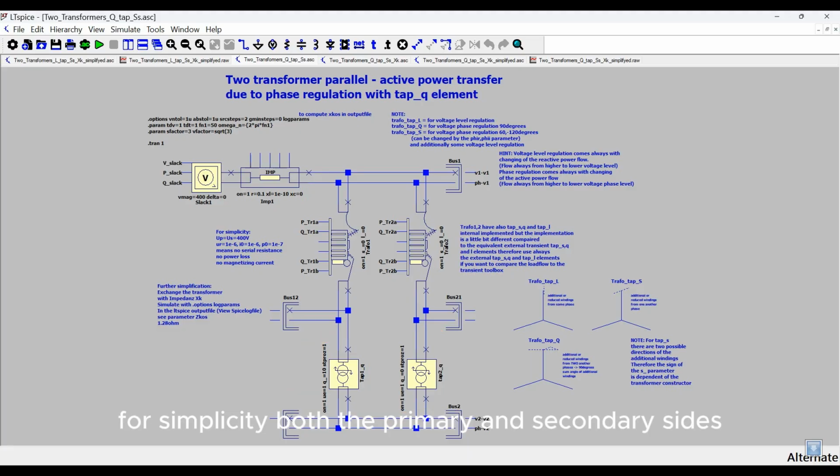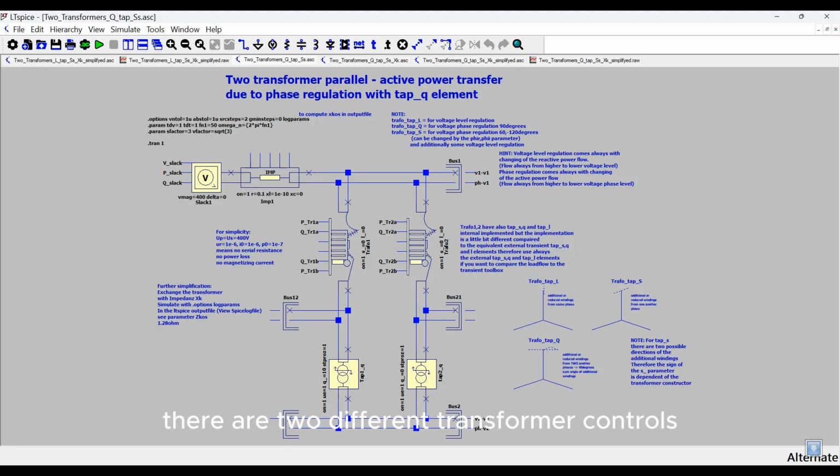For simplicity, both the primary and secondary sides of the transformer are at the same voltage level of 400 volts. The transformers also have no internal resistance and no losses or magnetizing currents. The two transformers also have internal control, but due to a slightly different implementation, the transformers of the load flow toolbox and the transient toolbox can only be simulated accurately with external transformer control for comparison purposes.